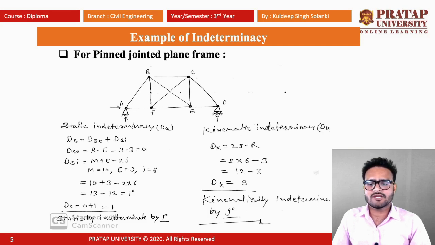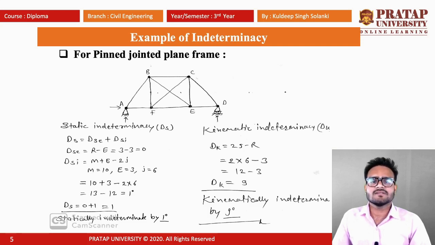E is the number of equilibrium equations. This is 3. J, how many joints are available? A, B, C, D, E, F. 6 joints are available. Now put the values of M, E and J in the DSI formula: number of members 10 plus E is 3 minus 2 into J equal to 6. After calculating we get that the value of DSI is equal to 1, and finally add the DSC and DSI. Then the final value of DS is equal to 1. It means our structure is statically indeterminate.